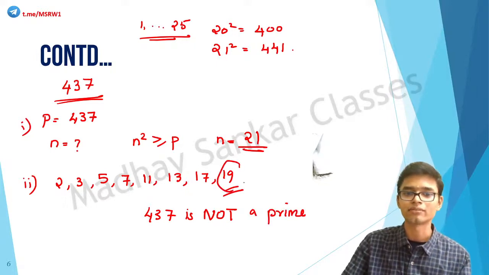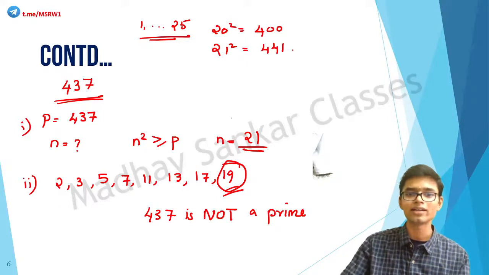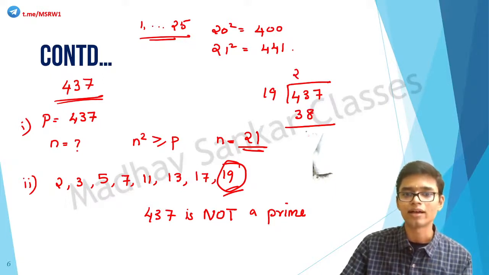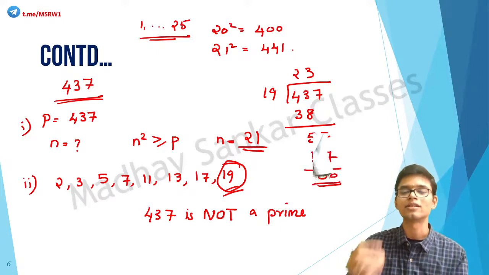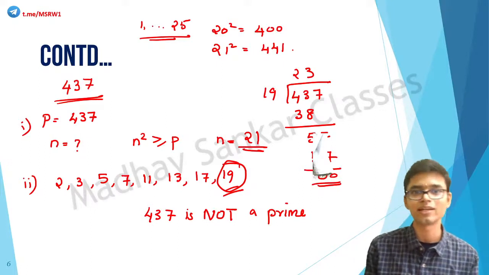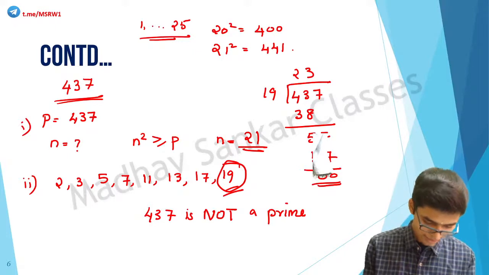You can check it, okay? 437 divided by 19. We can do it here. 437 divided by 19: 2 19s are 38, and we have 5 and 57. So 3 19s are 57, and it is perfectly divisible. So it is not a prime number. I hope it's very clear now. Any questions?